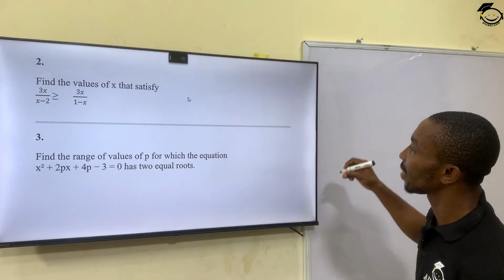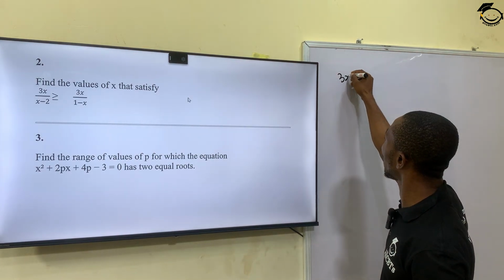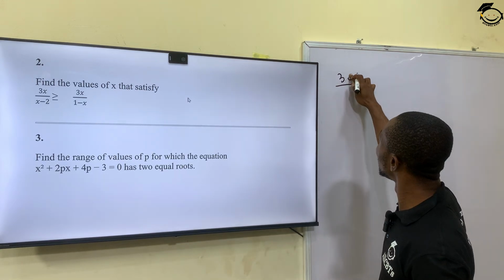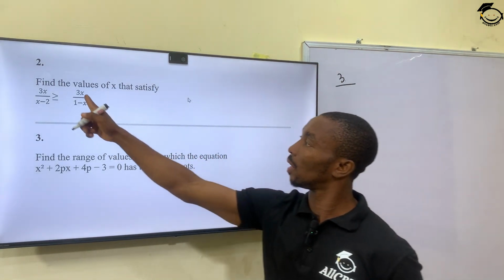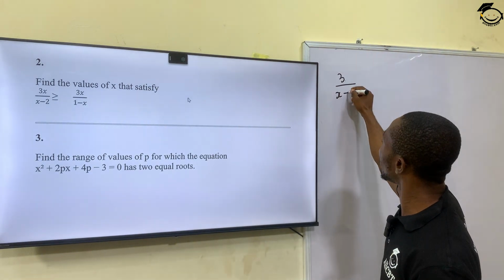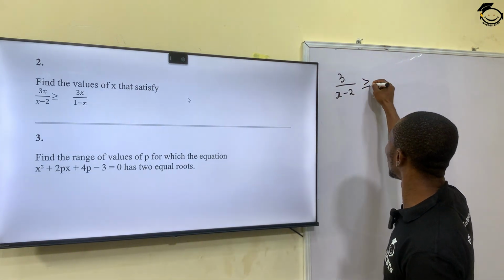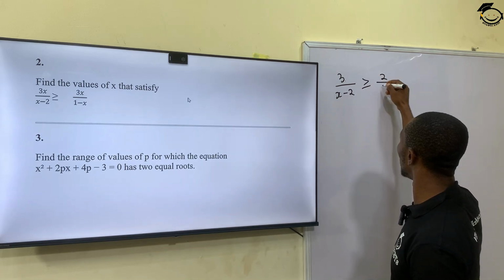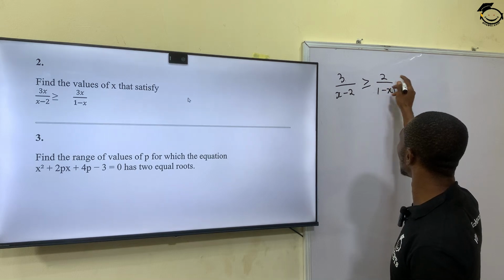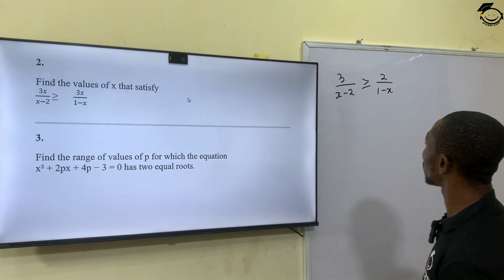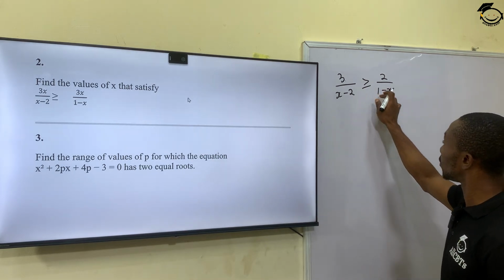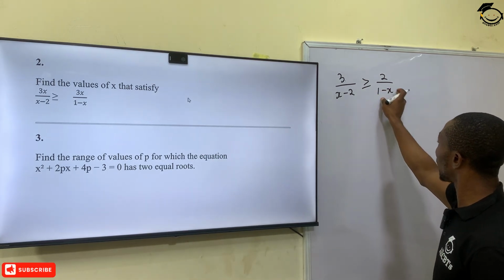Find the values of x that satisfy 3 all over x minus 2, sorry, this should be 3 and this should be 2. So 3 all over x minus 2 greater than or equal to 2 over 1 minus x. Okay, now for us to solve this, we have two equations here. Okay, let's bring our x forward.